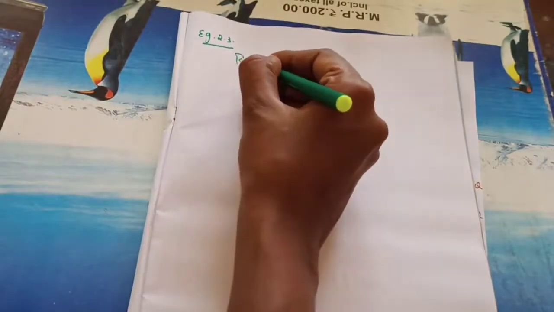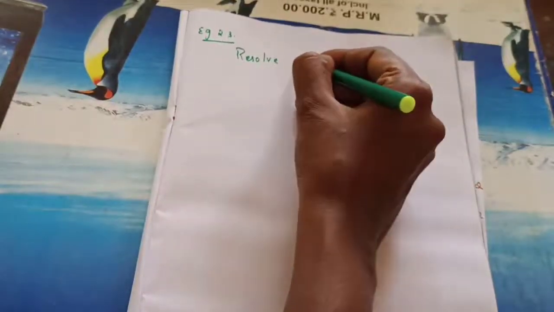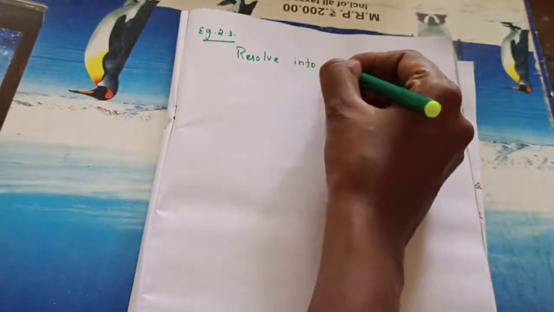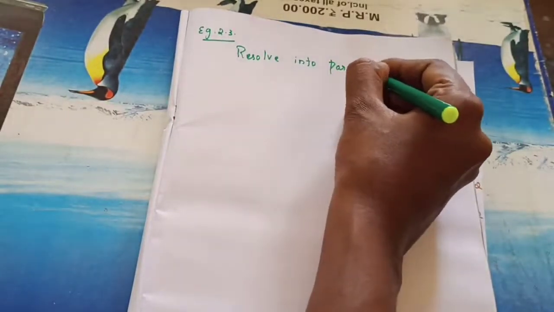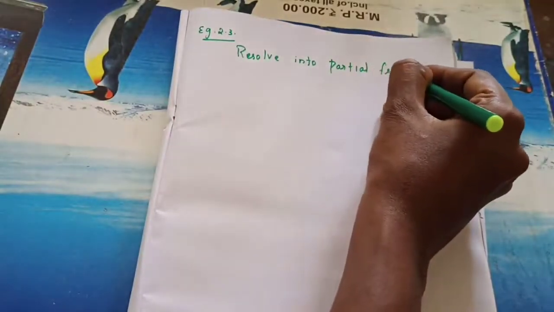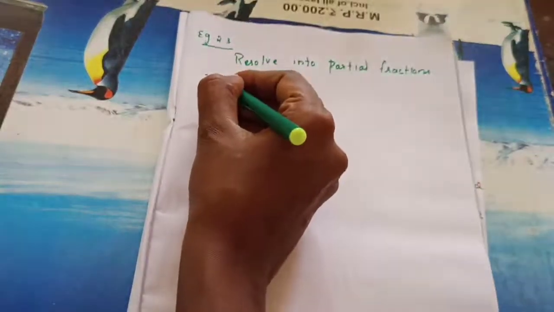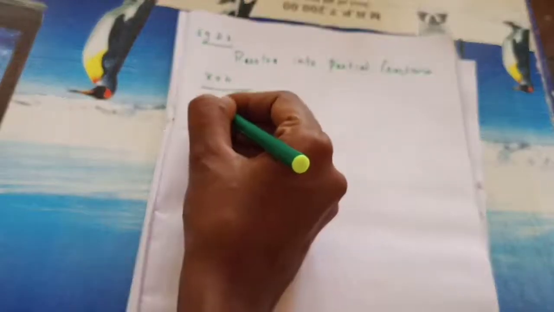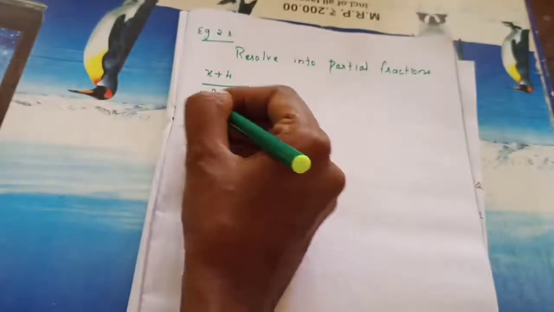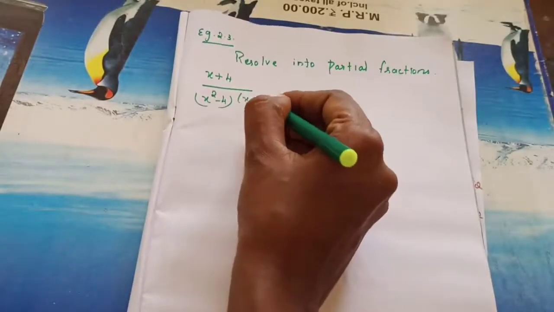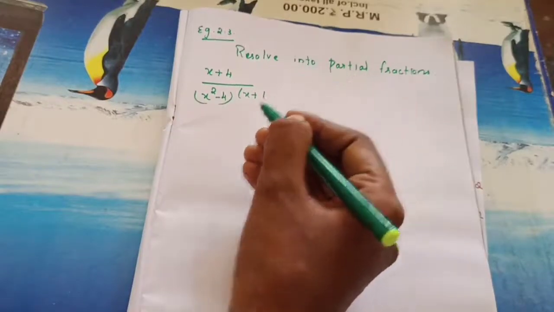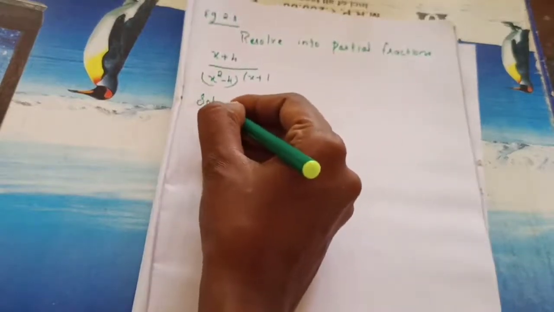Next, example 2.3. Resolve into partial fractions (x plus 4) divided by (x square minus 4) into (x plus 1). Okay, so here the solution.